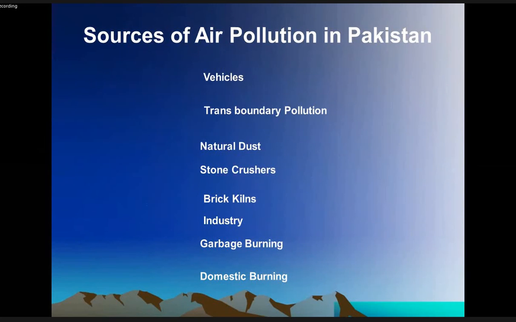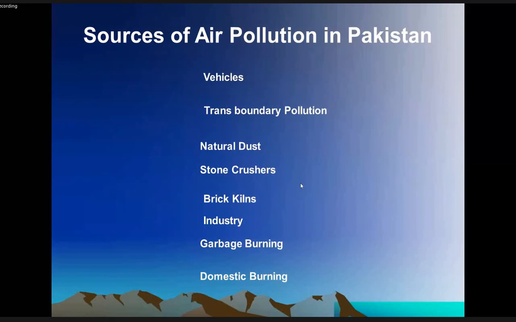These transboundary pollutions, you see, occur when in eastern Punjab, that means the Indian side of the Punjab, they burn their crops. After the wheat crop is harvested and the wheat is threshed, the straw is burned by those people, and all the smoke, due to the flow of the air that comes towards Lahore, affects our western Punjab, our region of the Punjab, in those times. Then there is the natural dust which occurs there.